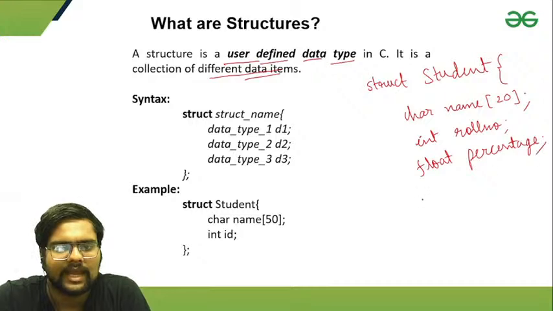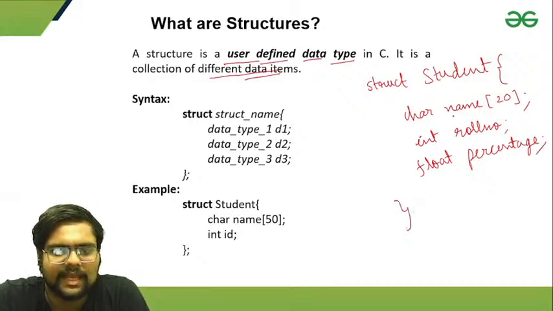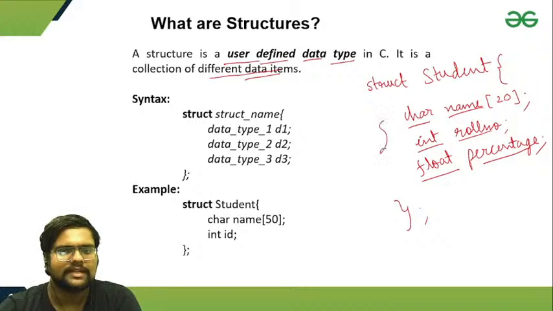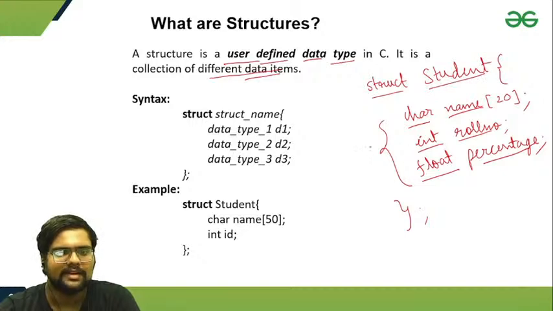So I have a student record in which I have a name of type char array, then a roll number of type int, then a percentage variable of type float. So in this we have three different data types, and we are packing them into one structure. This will be our user-defined data type student, which will contain three fields: first the name, second the roll number, and third the percentage.